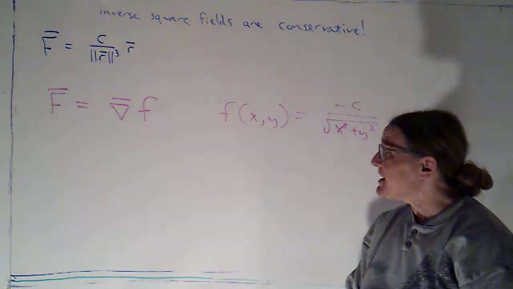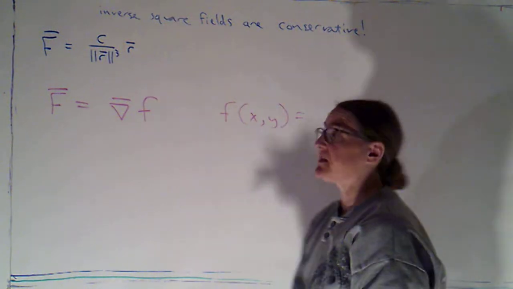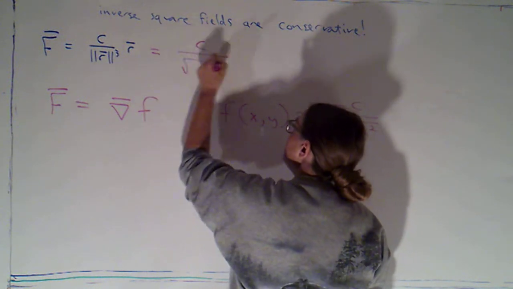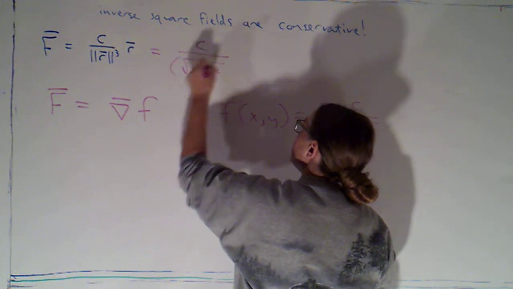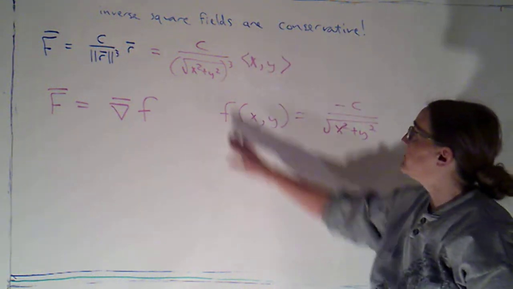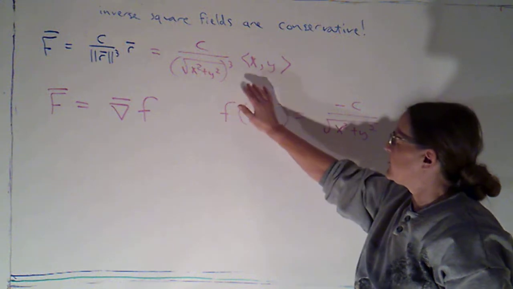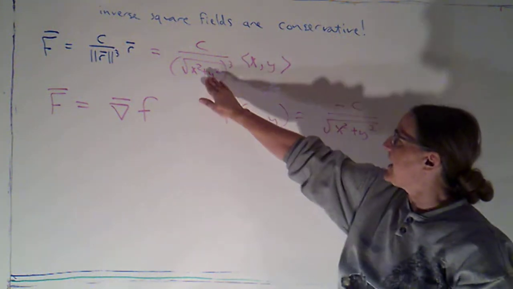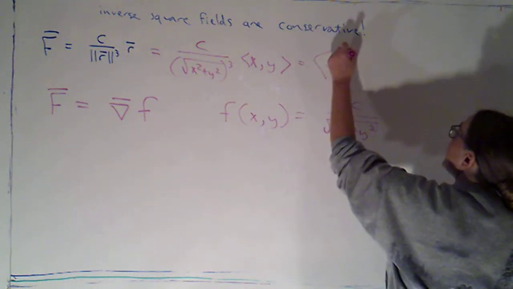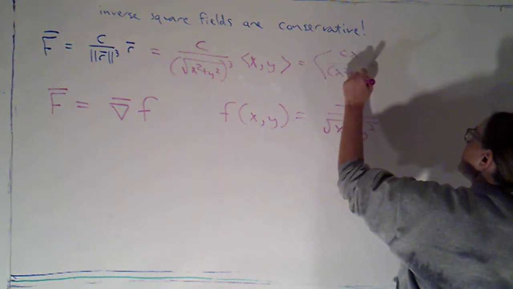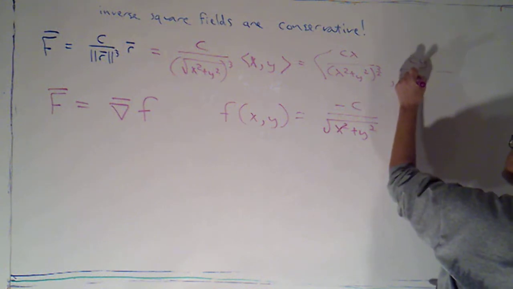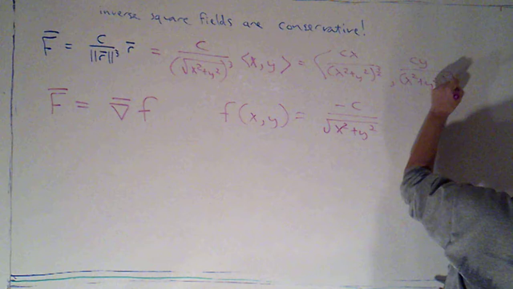Now, it's probably going to be a lot easier to see if I write this in terms of its components. So let's just remember that c over the magnitude of r cubed would be the square root of x squared plus y squared, cubed, and r was just my position vector x comma y. I'm going to do the scalar multiplication, and as I do that, I'm just going to rewrite this as x squared plus y squared to the 3/2 power. So I'm going to get cx over x squared plus y squared to the 3/2, comma, cy over x squared plus y squared to the 3/2.